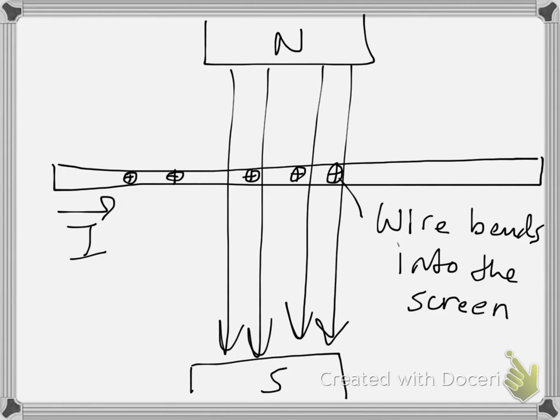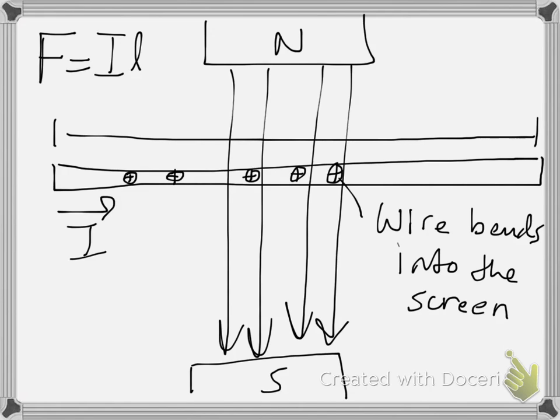And like before, there's a nice little formula. Instead of F equals QVB, the formula for a wire in an external magnetic field is just I, which is the current, times L, which is the length of the wire, times the strength of the magnetic field B. So if I know the strength of the magnetic field, the length of the wire, and the current in the wire, I can deduce the force that would be exerted on the wire.